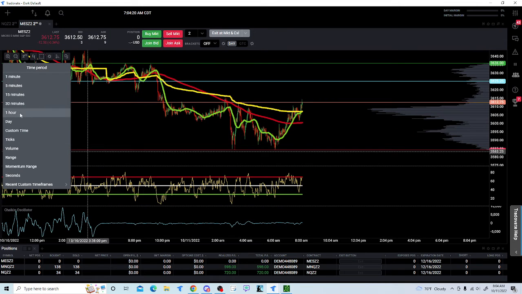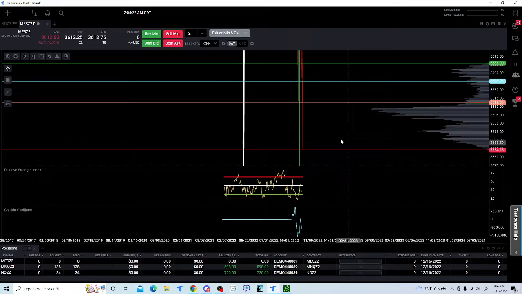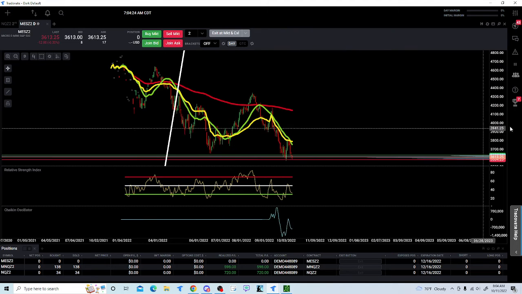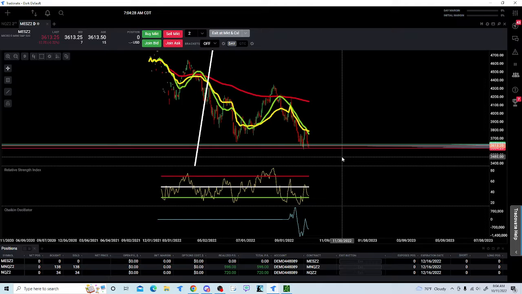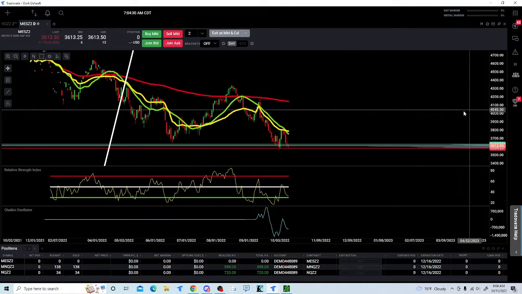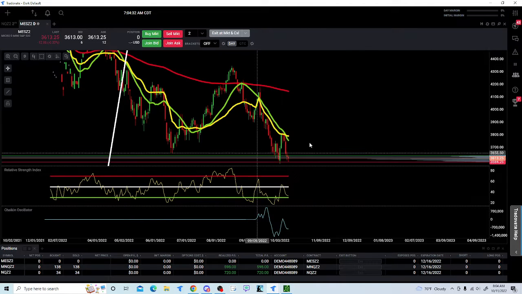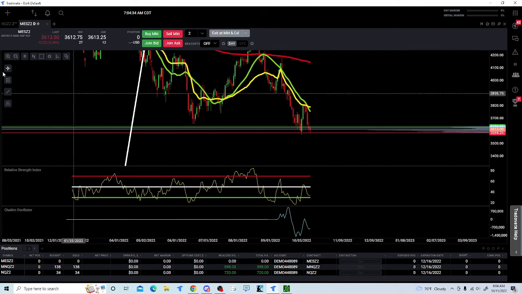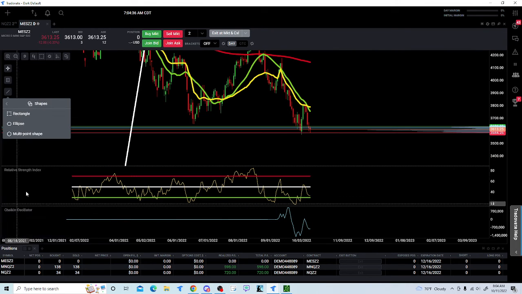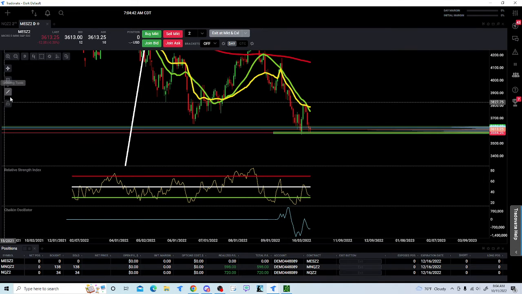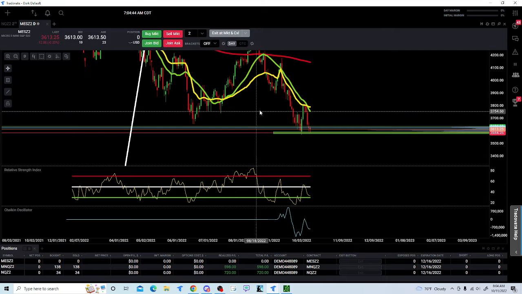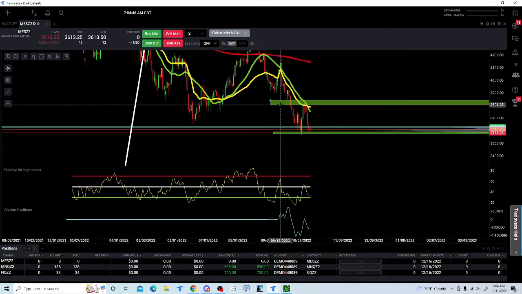You all know the drill. We're going to go out to the daily time frame and look for our support and resistance. We are hovering in this area. We haven't had a solid green bar or red bar close below it yet, so we are still waiting on that if we're going to have more room to the downside. So let's go ahead and mark off our zone.